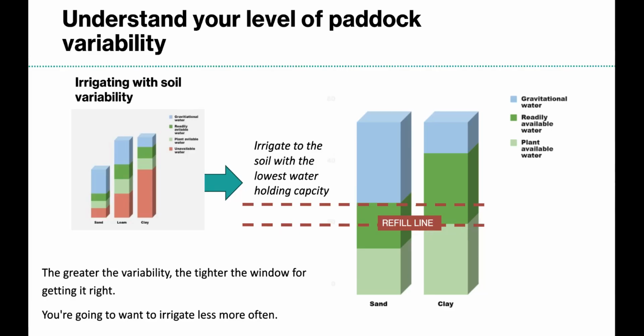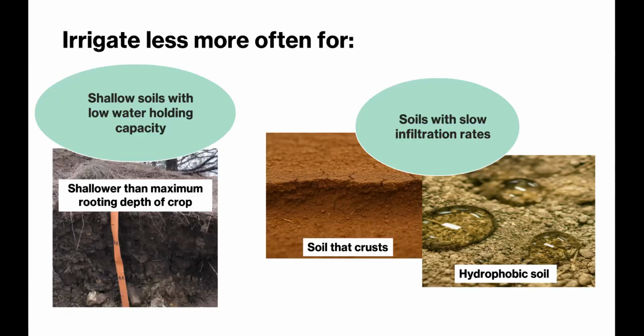Working with a small window like this means that you'll need to irrigate less more often. The same irrigate less more often rule applies for shallow soils, particularly those that are shallower than the rooting depth of the crop, and for soils with slow infiltration rates. Ideally, you want to slow down the rate of application on these soils too, or double irrigate. So you can use your first pass of water to soften the crust or pacify those hydrophobic compounds, so that by your second pass with the irrigator, you can actually get some infiltration through.